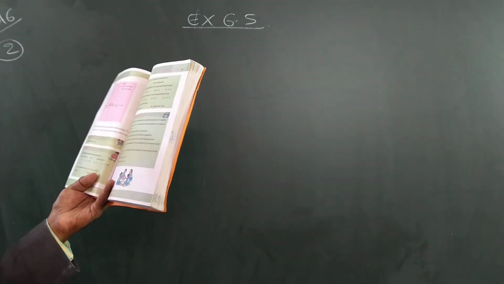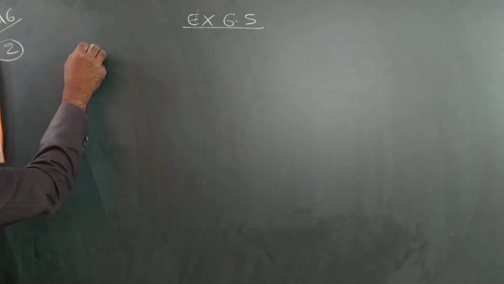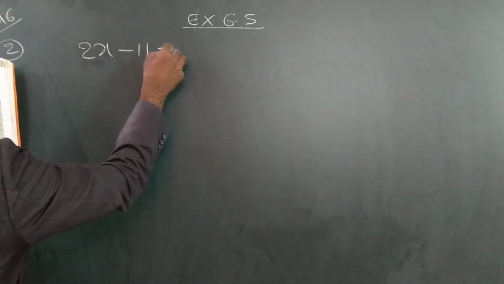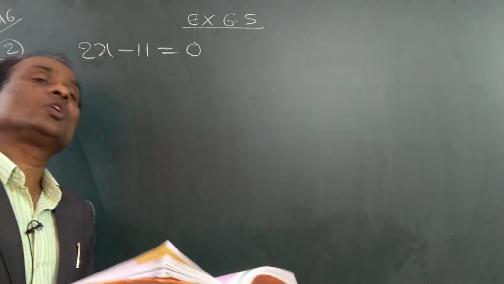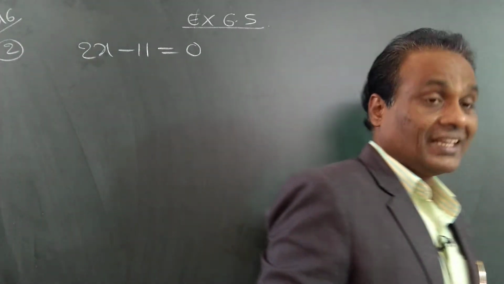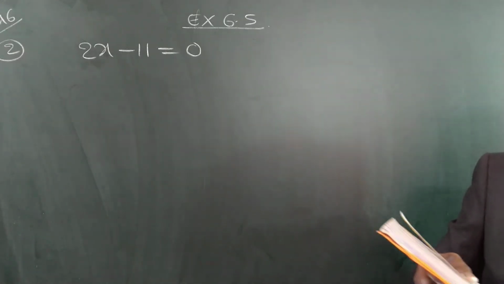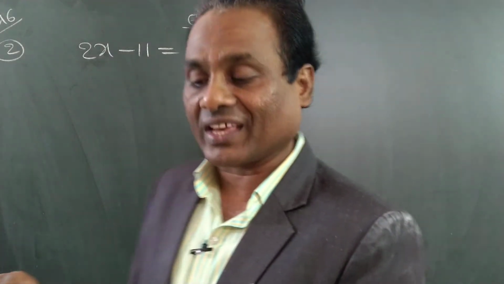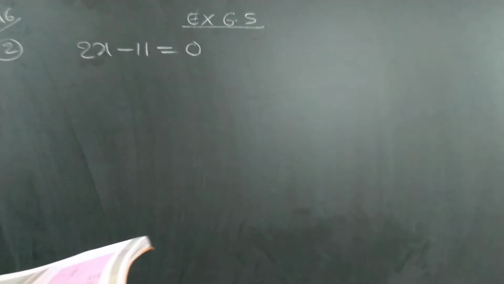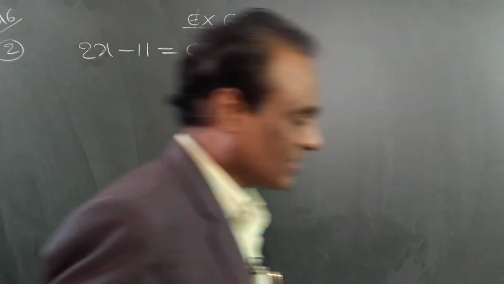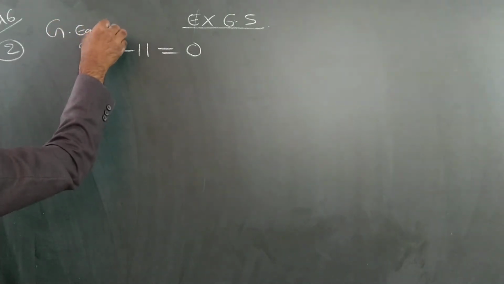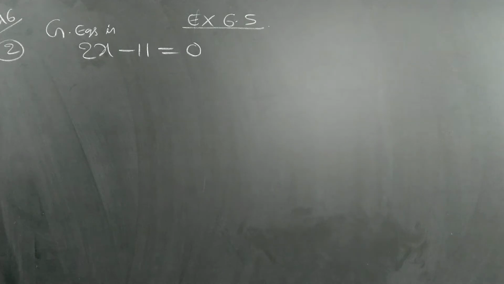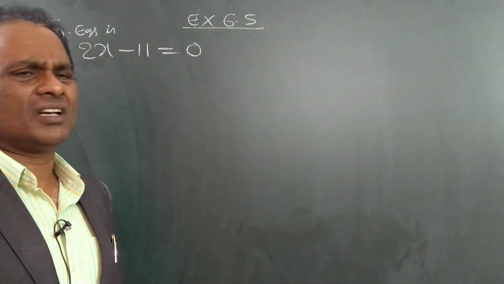Second problem. Give the graphical representation of 2x minus 11 is equal to 0 in one variable and two variables. In one variable, two variables. Page 146, exercise 6.5, second problem. 2x minus 11 is equal to 0. This is the equation. Given equation is the same as the first problem only.